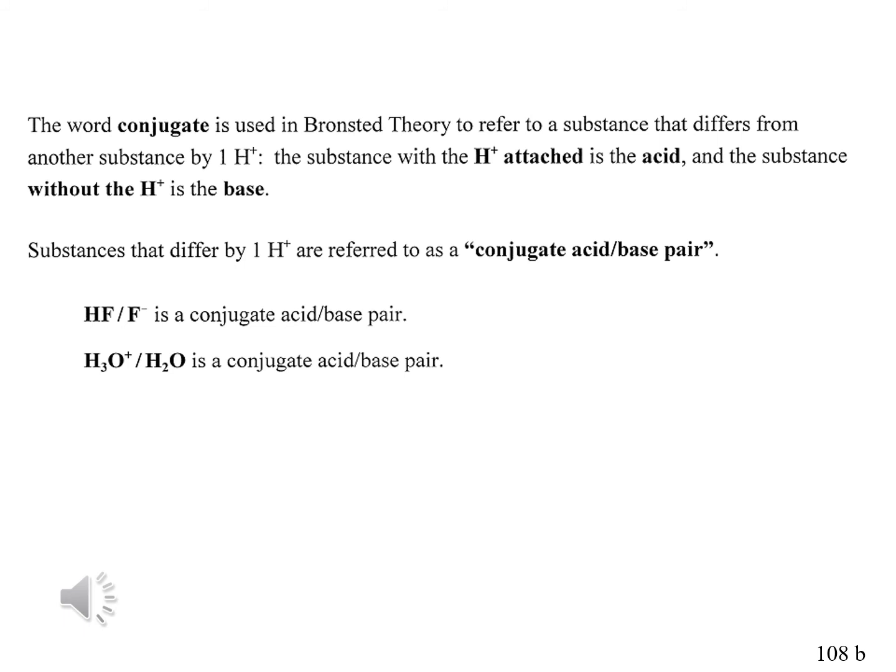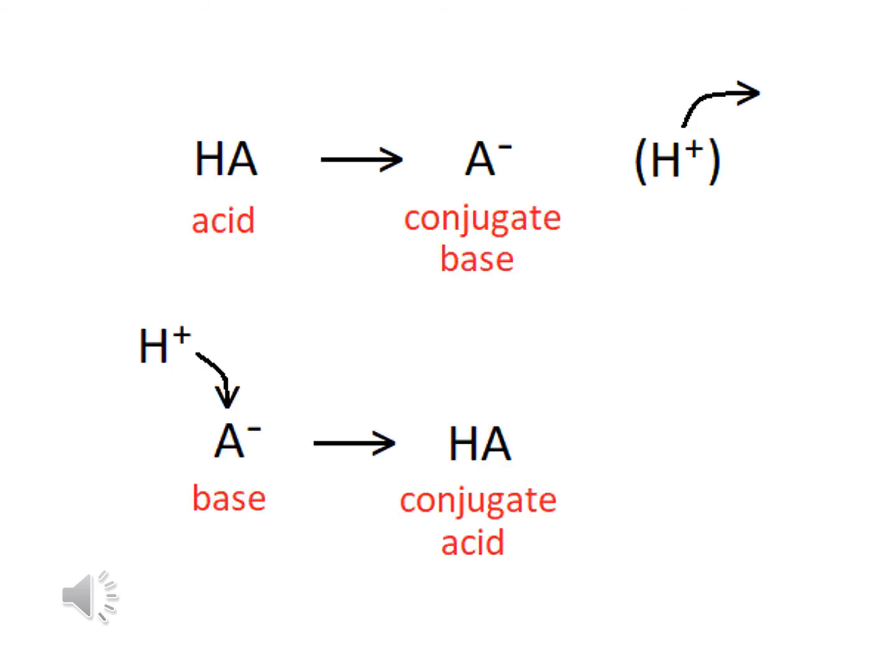And so I'm going to say they differ by one H plus. And here's another thing that results from that definition of conjugate acid-base pair. Let's suppose you start with an acid like HA, and I ask you, how do you make a conjugate base out of an acid? What is the conjugate base of HA? Well, if you take the H off of the HA, the A- that results is now a base. And so they call it the conjugate base.